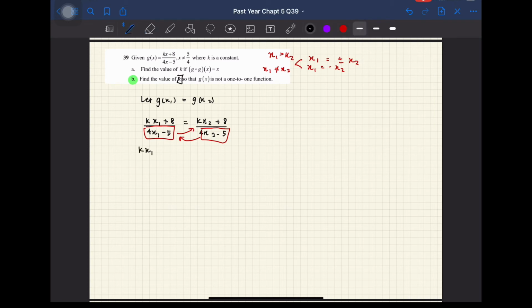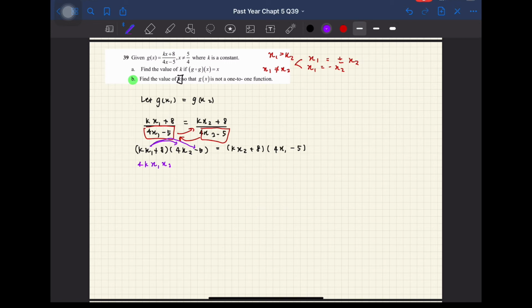So you have (kx1 plus 8) times with (4x2 minus 5) equal to (kx2 plus 8) times with (4x1 minus 5). Okay, so now let's expand this. So the first expansion, kx1 this one awak akan dapat 4k x1 x2. Okay, and then this one darab this one pula.